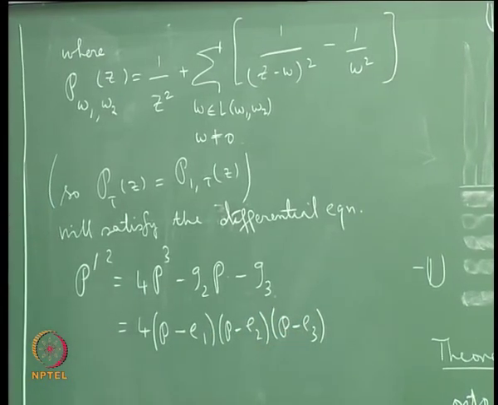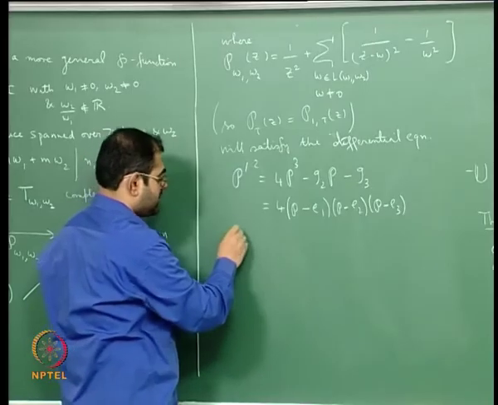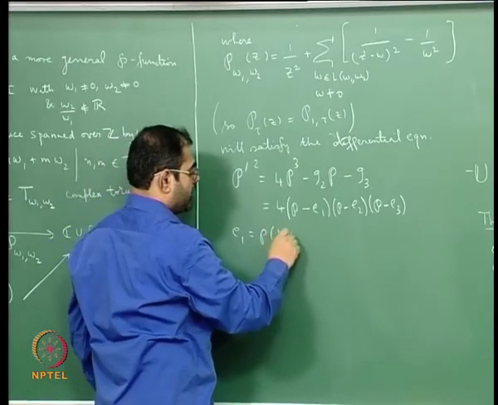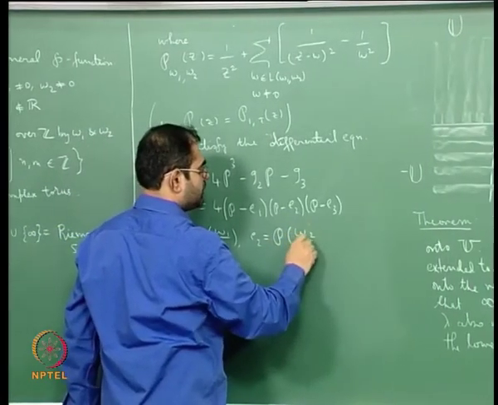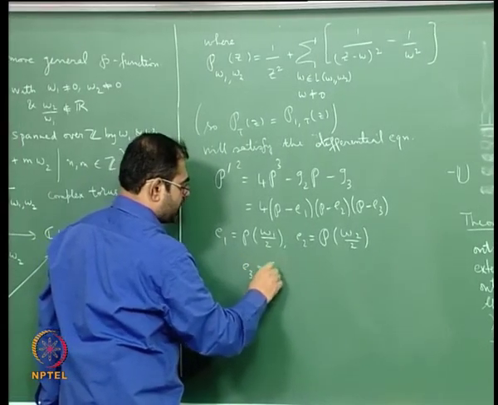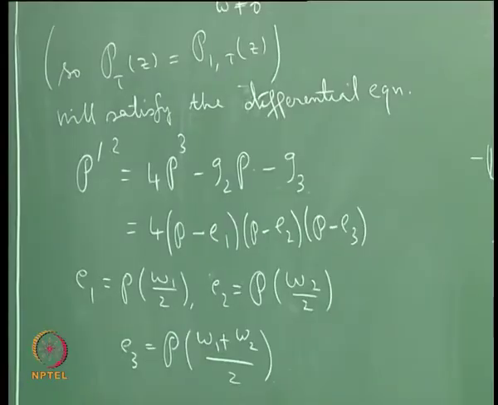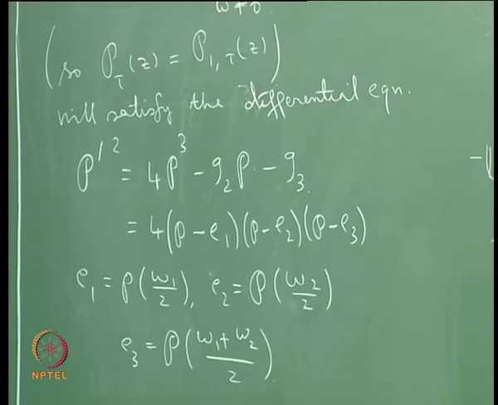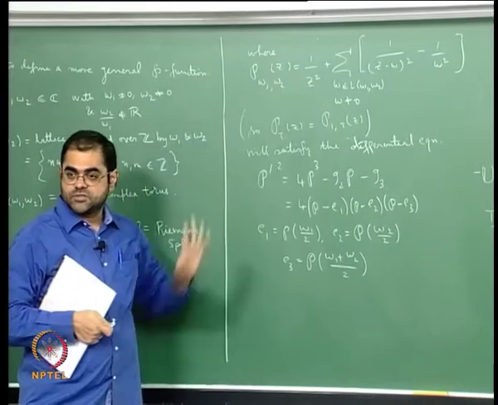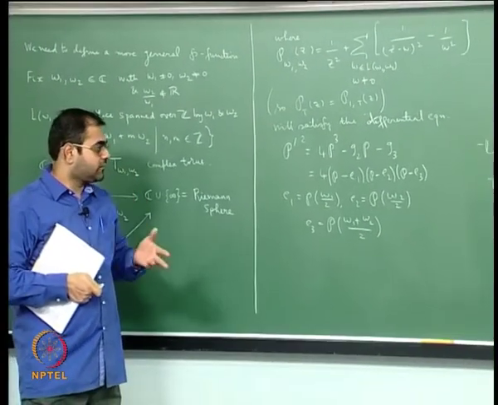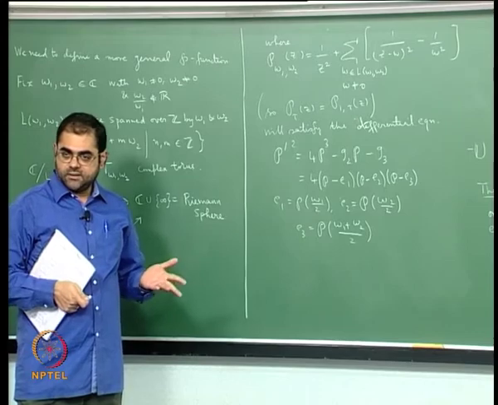And to determine what e1, e2 and e3 are, we look at the zeros of ℘', and you find that e1 is actually ℘ of ω1 by 2, e2 is ℘ of ω2 by 2, and e3 is ℘ of (ω1 plus ω2) by 2. You get all these things. And the arguments are exactly the same as they were when ω1 was 1 and ω2 was tau. You can try writing that out as an exercise and you will see that literally the same arguments do it.